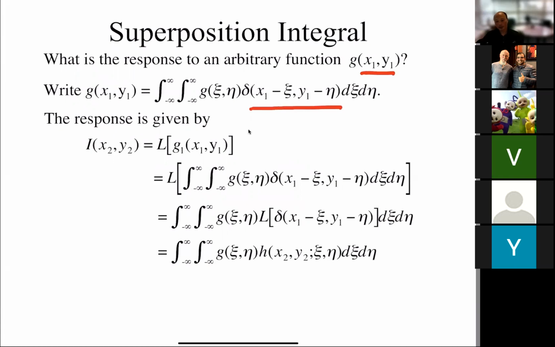And so the response turns out to be just a bunch of these impulse responses weighted by these values G. And then in this case, the double summation is replaced by a double integral. But it's the same idea that if I know the different impulse responses, then I can just sum everything up and weight them, sum up the weighted impulse responses.